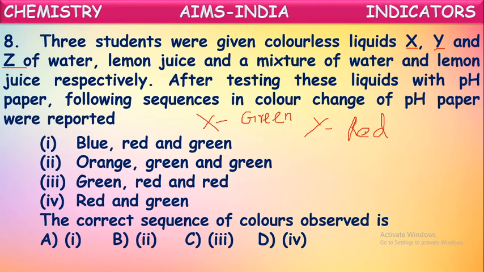What about the third solution Z? It contains purely lemon juice. So Z is also an acidic solution. So Z also shows the color change red. Now X is giving green, whereas Y and Z are giving red with pH paper. Now what will be the correct answer? The third one, that means C. X is giving green color, and Y and Z are giving red color with pH paper because these two contain acid.